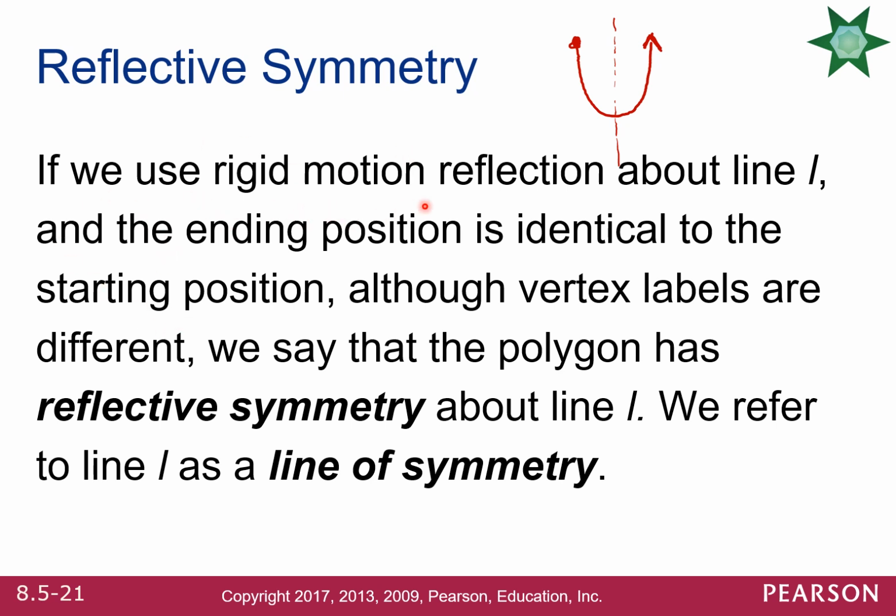If we use rigid motion reflection about line I, so let's call this line that I drew through the center of this U figure, and the ending position is identical to the starting position. Although vertex labels are different, we say that the polygon has reflective symmetry about line I. We refer to line I as a line of symmetry. All right, it's also called the axis of symmetry.